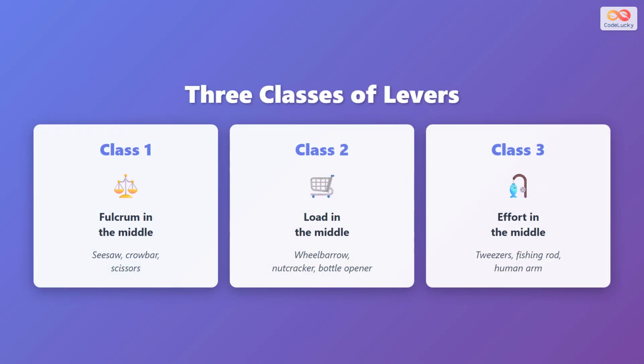Levers are divided into 3 classes based on the arrangement of the fulcrum, effort, and load. Class 1 levers have the fulcrum in the middle, like a seesaw, crowbar, or scissors. Class 2 levers have the load in the middle, such as a wheelbarrow, nutcracker, or bottle opener. Class 3 levers have the effort in the middle, like tweezers, a fishing rod, or the human arm. Each class serves different purposes and provides different mechanical advantages.